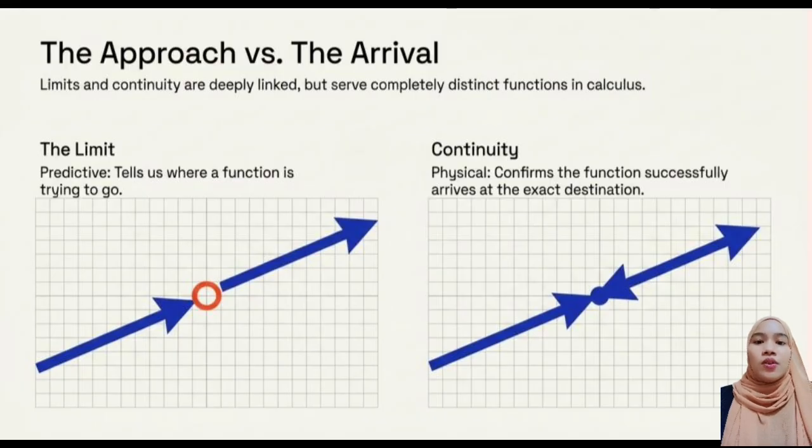On the other hand, continuity means the function not only approaches a value, but also arrives at the exact point. In the second diagram, the point is filled, showing that the function reached the value smoothly without any gaps. In conclusion, a limit is about the approach, while continuity confirms the actual arrival at the point.